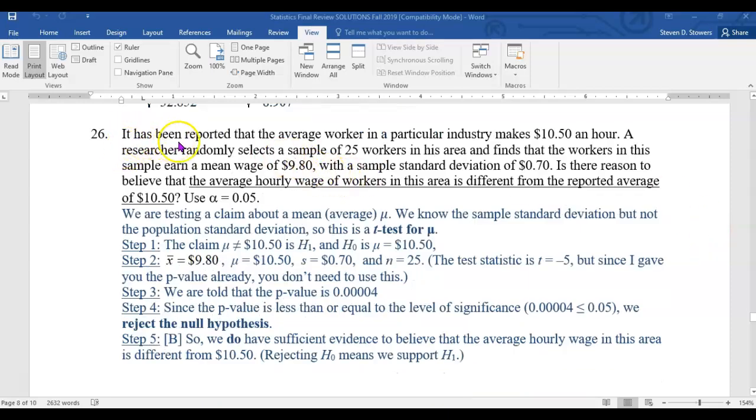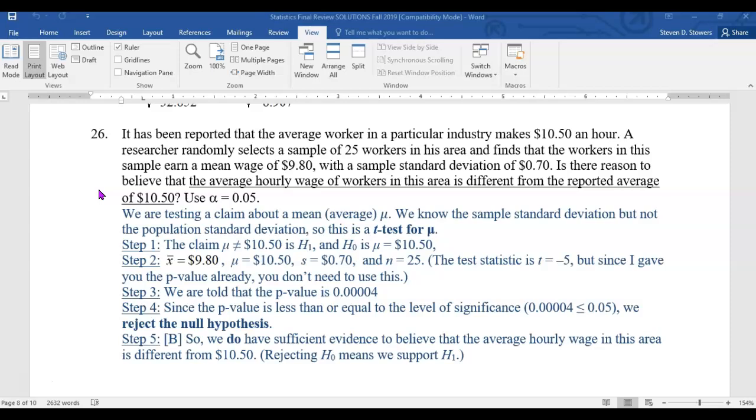So, it has been reported that the average worker in a particular industry makes $10.50 an hour. A researcher randomly selects a sample of 25 workers in his area and finds that the workers in this sample earn a mean wage of $9.80 with a sample standard deviation of 70 cents. Is there reason to believe that the average hourly wage of workers in this area is different from the reported average of $10.50? Use alpha equals 0.05.